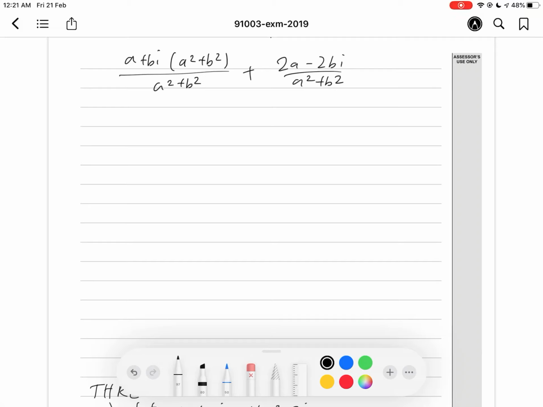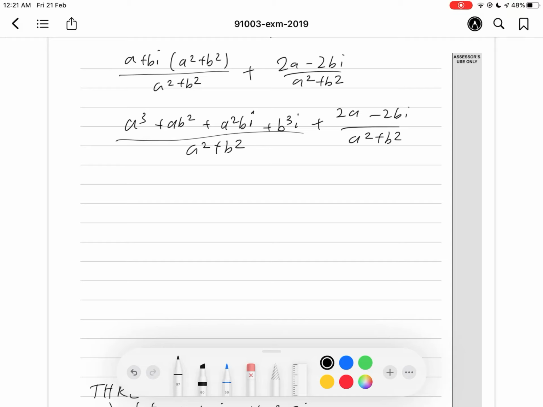Alright, so expanding the left side of the equation, we'll have a cubed plus ab squared plus a squared bi plus b cubed i, over a squared plus b squared, and we'll add on 2a minus 2bi over a squared plus b squared. So therefore this will be equal to a to the power 3 plus ab squared plus a squared bi plus b cubed i plus 2a minus 2bi over a squared plus b squared.